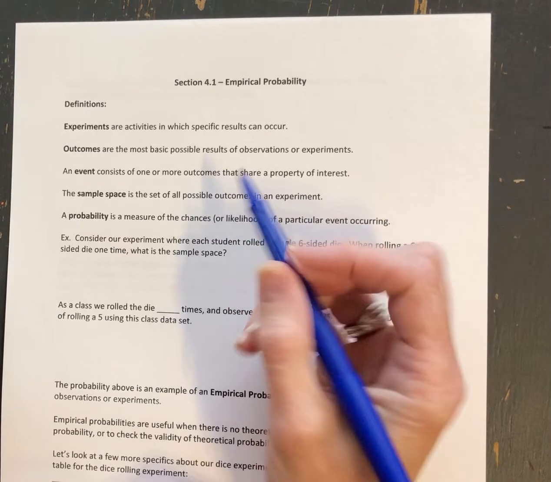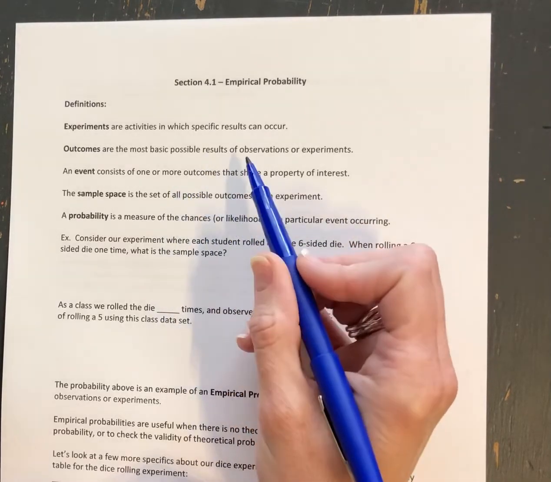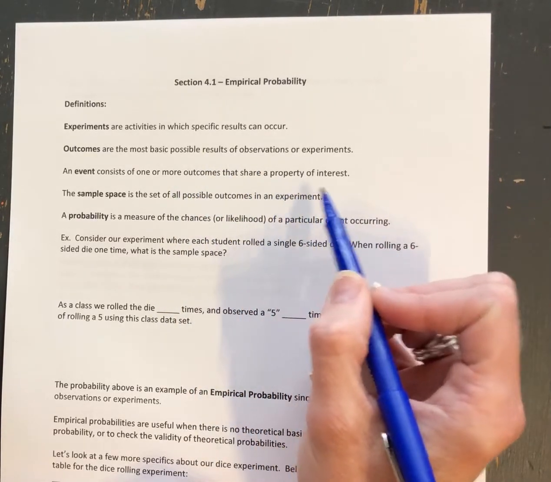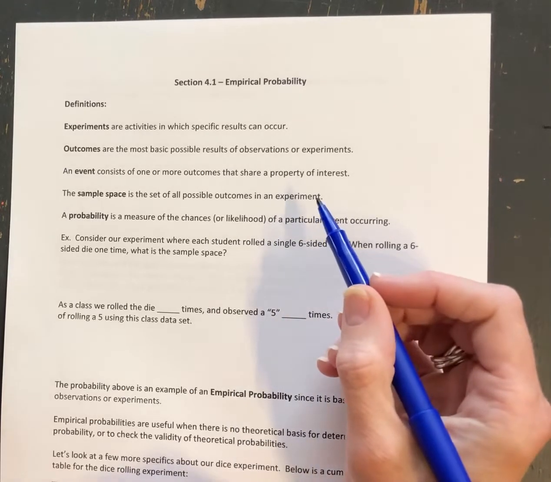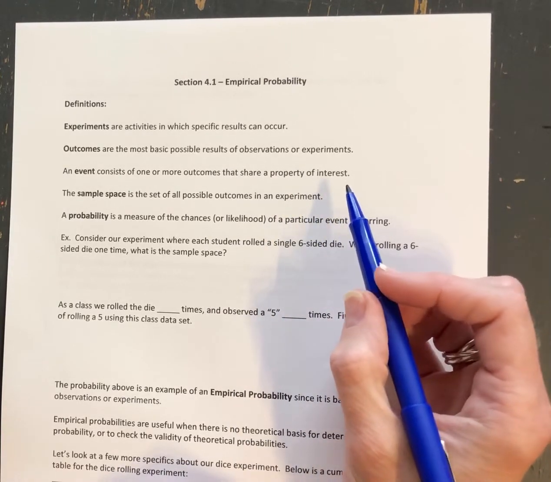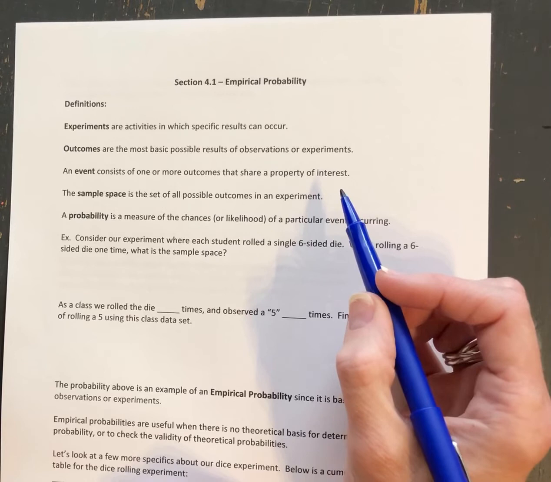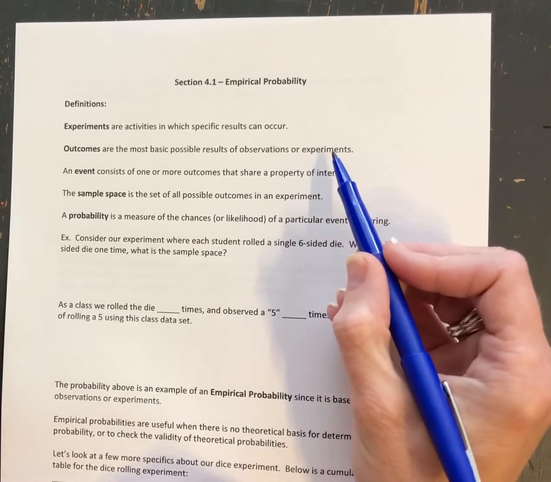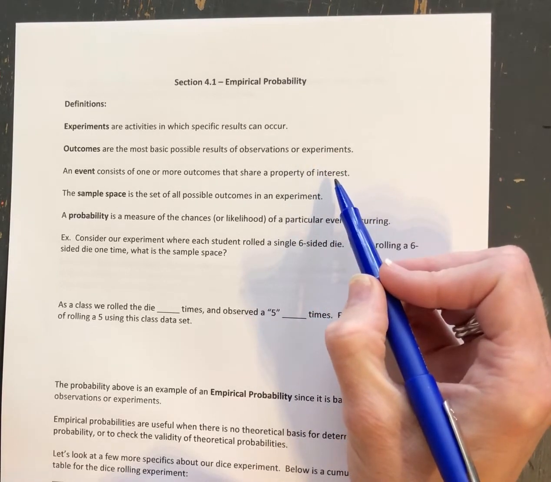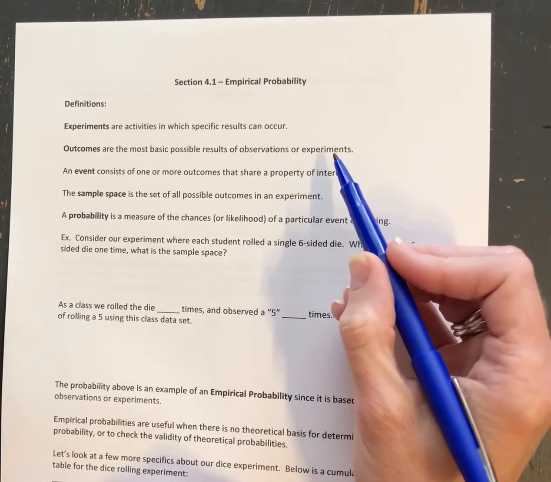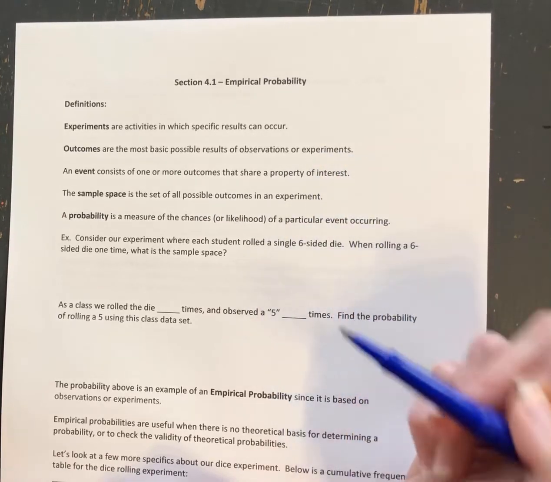An event, as said, consists of one or more outcomes that share a property of interest. So maybe we have an event that is rolling an even number. Then the outcomes that would be in the event of rolling an even number would be 2, 4, and 6. So that's one example.